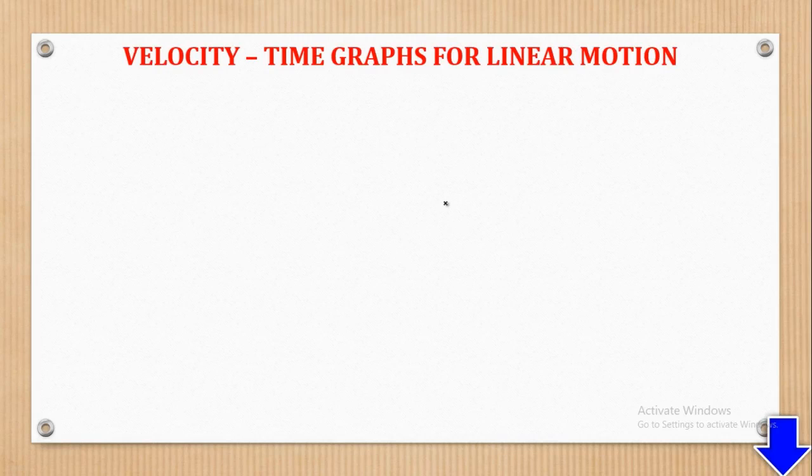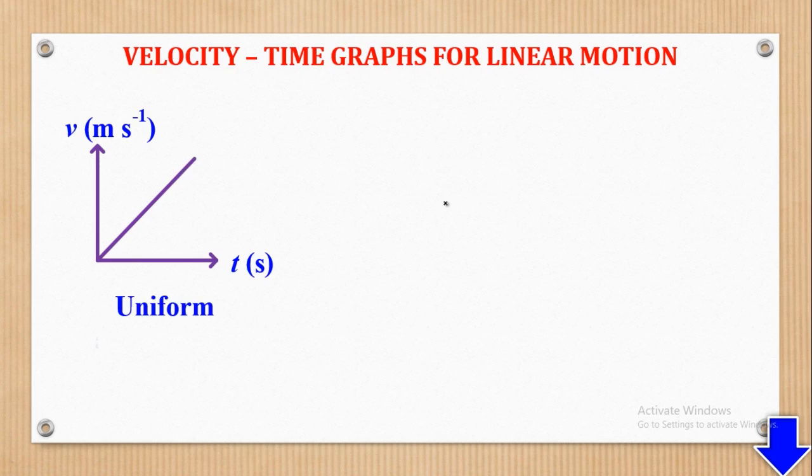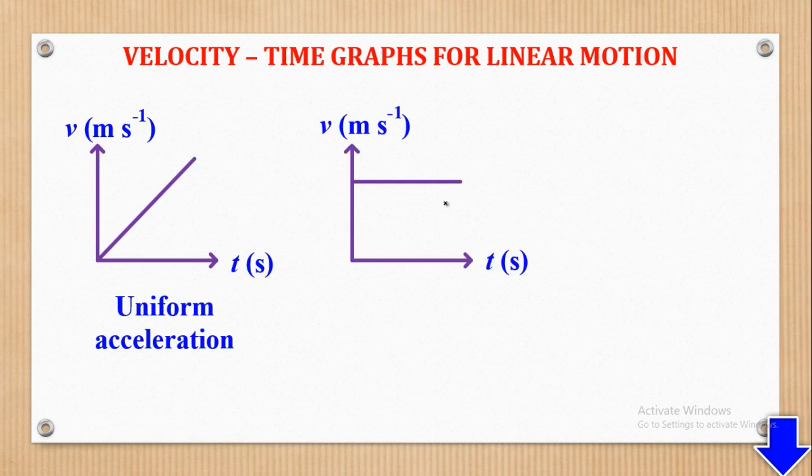So velocity-time graphs for linear motion can be subdivided into three: one for uniform acceleration, and that will have a positive gradient as you can see. Another one will be for uniform velocity. Uniform means constant, so uniform velocity means constant velocity, just as you can see here. So it's just a horizontal line.